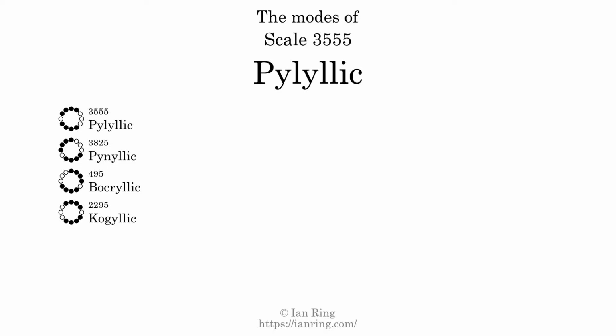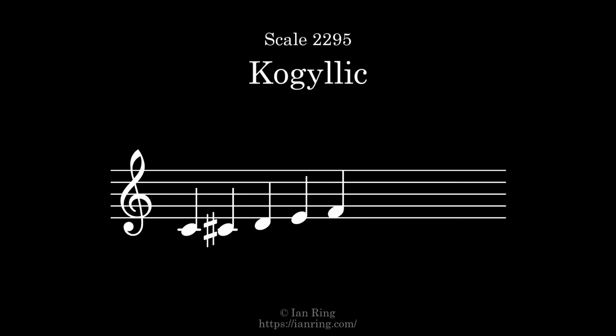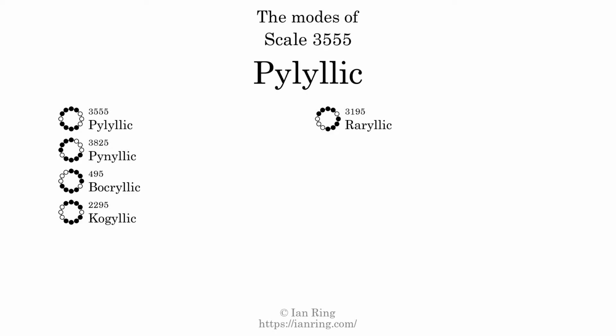The fourth mode is scale 2295, also known as Pylyllic. It sounds like this. The fifth mode is scale 3195, also known as Pylyllic. It sounds like this.